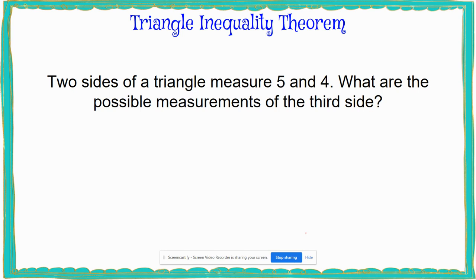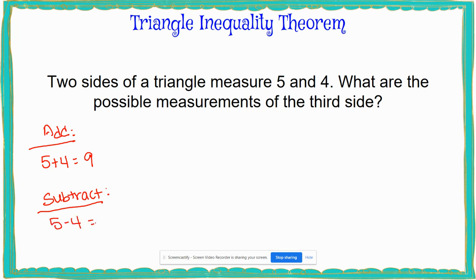Now, we can also use the triangle inequality theorem to find possible measurements of a third side. So if I know 2 side lengths of a triangle, I can find lots of different side lengths for the third side. Well, when I'm doing this, I need to do a few different things. So the first thing I want to do is add my 2 side lengths. So when I add 5 plus 4, then I get 9. I also want to subtract my 2 side lengths. So when I do 5 minus 4, I get 1. What this means is that the third side length could be anything that's between 1 and 9.